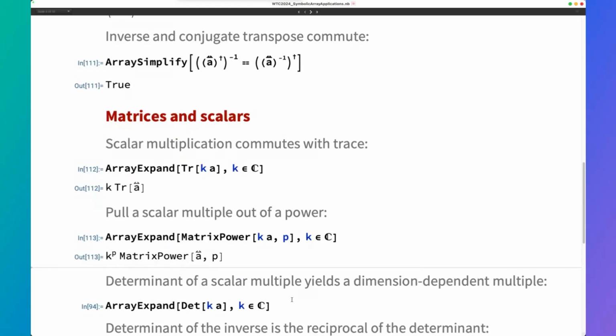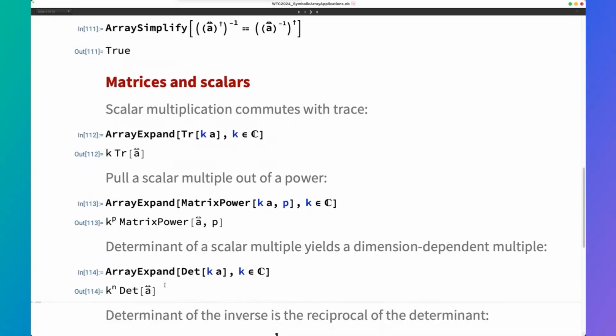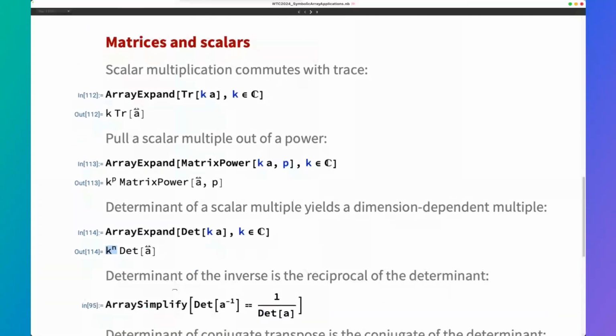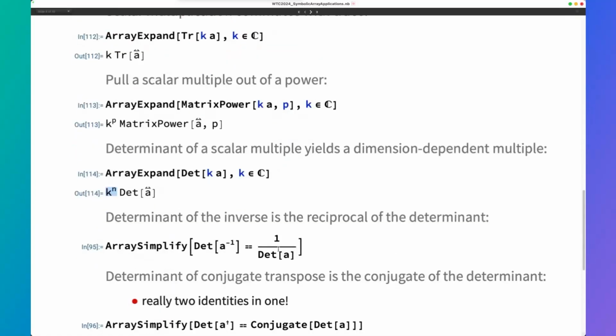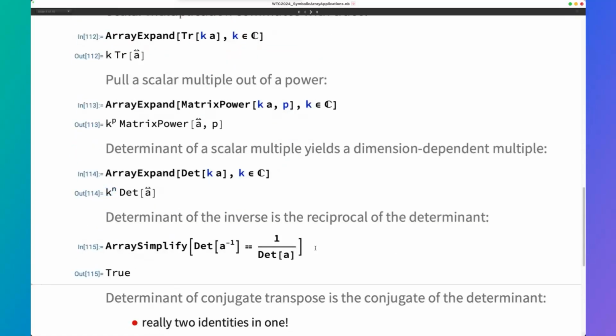If you take the determinant of k times A, you'll get k to the n. Remember, these are n by n matrices. That's where that n comes from. The determinant of the inverse is the reciprocal of the determinant.